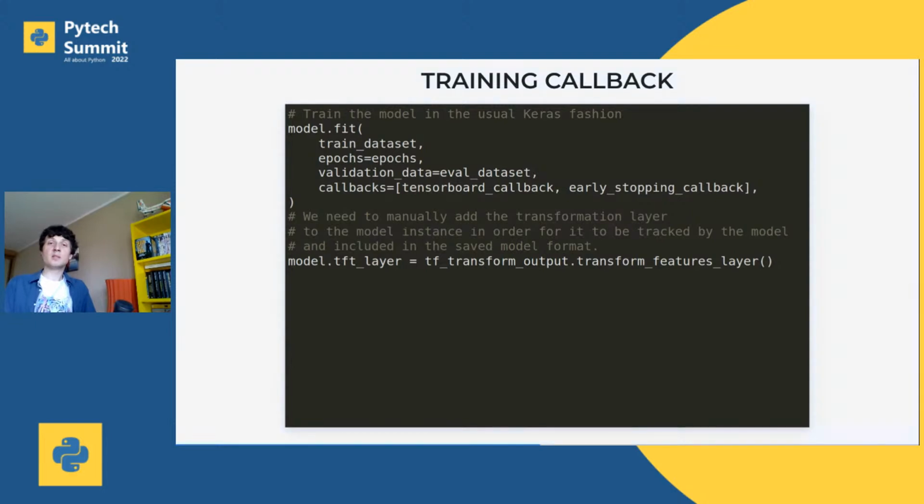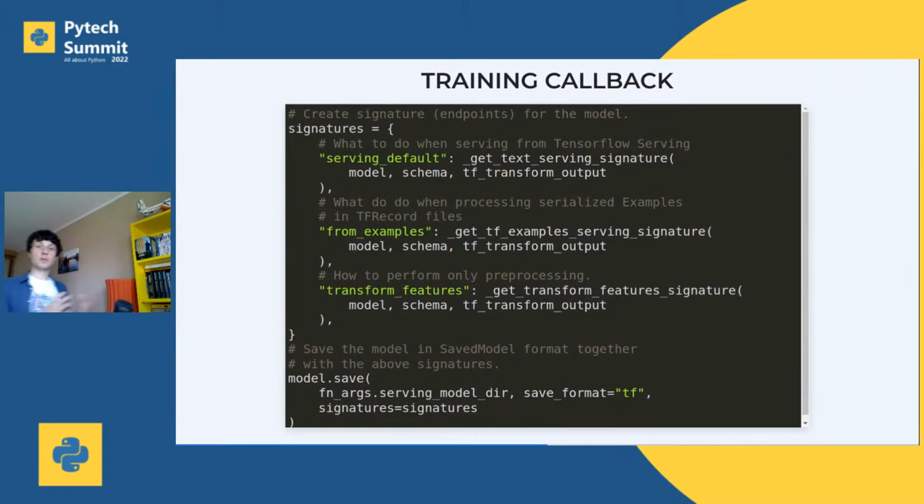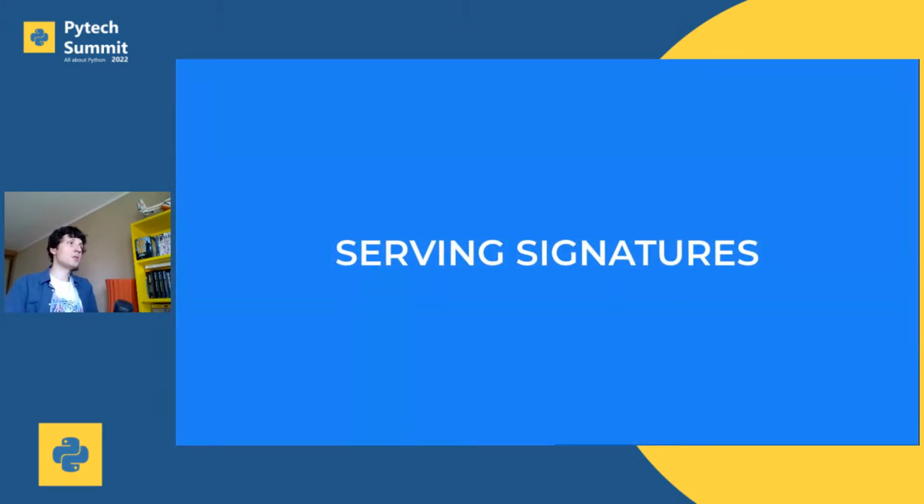This is pretty standard. And the next step is a little bit less standard. This is something specific to TFX. We loaded our pre-processing callback that we created in the pre-processing step, and we want to include this as part of the model. And we need to assign this as an attribute on the model instance so that when we actually save the model, the pre-processing layer is going to be saved with it. Then finally, we save this model to a directory that TFX points us to with additional serving signatures. And we're going to talk about those serving signatures right now.